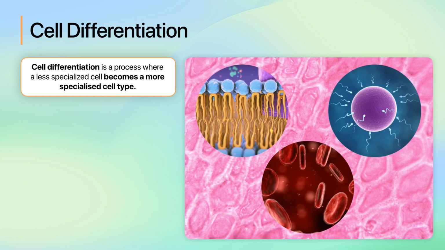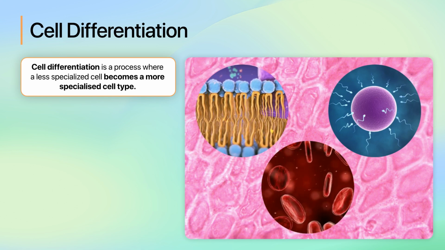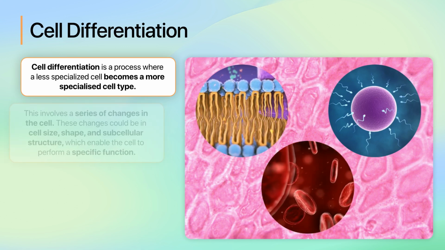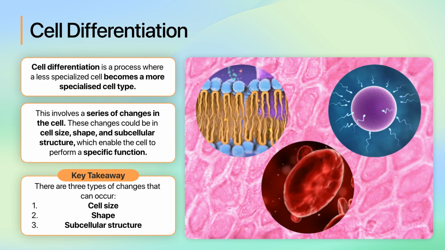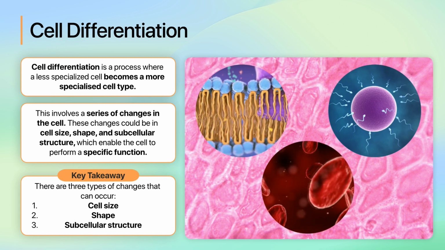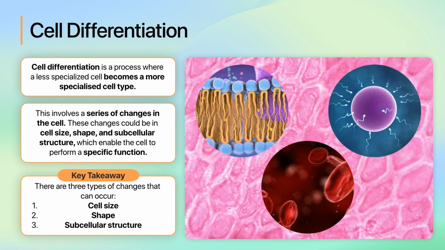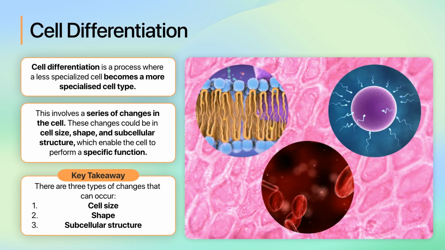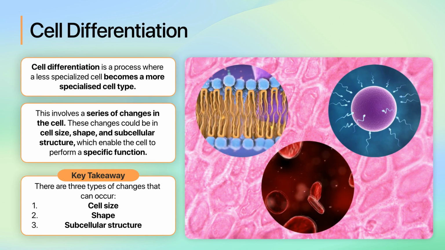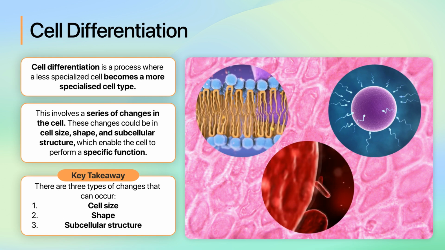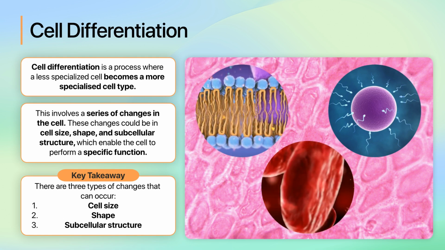To understand how cells become specialized, we need to delve into the process of cellular differentiation. Cell differentiation is a process where a less specialized cell becomes a more specialized cell type. This involves a series of changes in the cell. These changes can be in cell size, shape, and subcellular structure, which will enable the cell to perform a specific function. For example, as a stem cell differentiates, it might undergo a change in shape to become elongated like a nerve cell, or develop unique structures, such as the flagella in sperm cells.